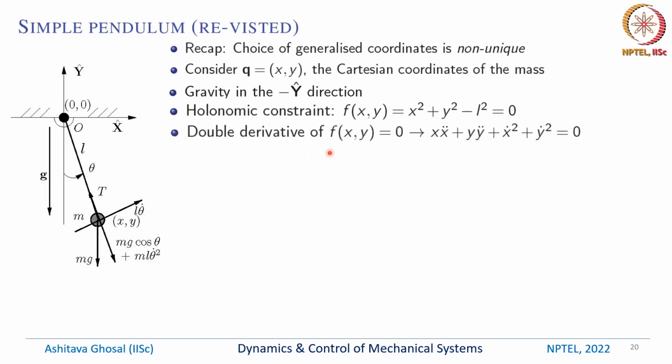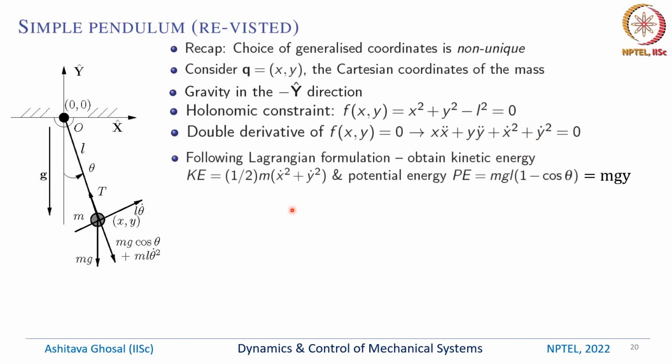If you take the double derivative of this function f of x, y equal to 0, you will get x x double dot plus y y double dot plus x dot squared plus y dot squared is equal to 0. It's not at all very hard. The first derivative will be 2x into x dot plus 2y into y dot is equal to 0. If you take the derivative again, you will get this, again using the chain rule.